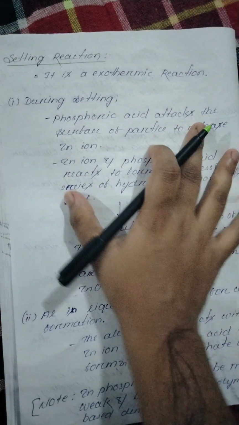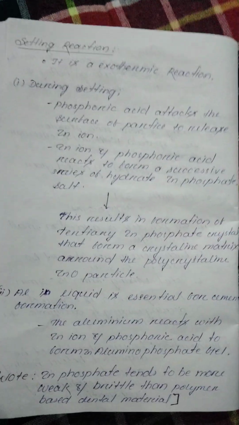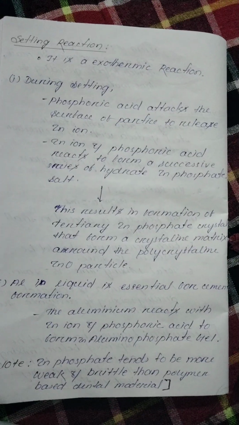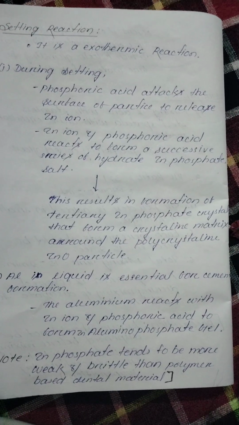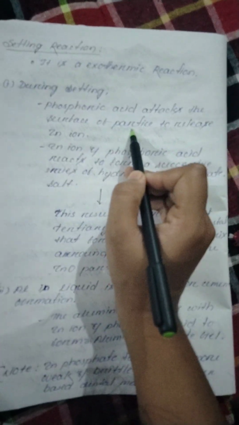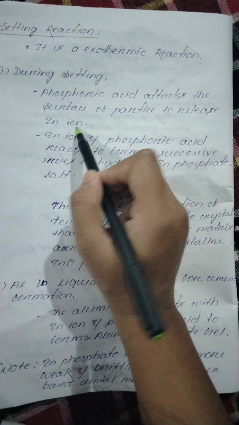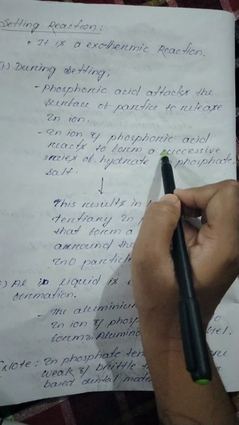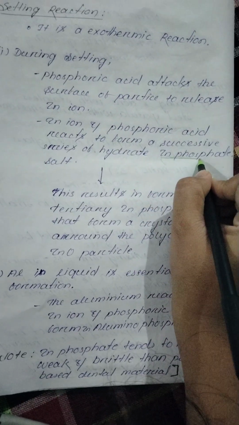Then we go for the setting reaction. It is an exothermic reaction. We read about it. During setting, phosphoric acid attacks the surface of the zinc oxide particle to release zinc ions. Zinc ions and phosphoric acid react to form a successive series of hydrated zinc phosphate.